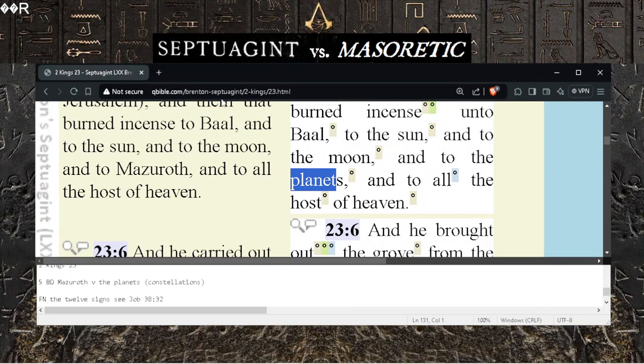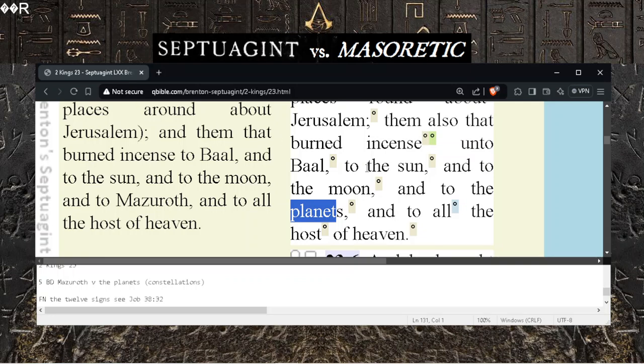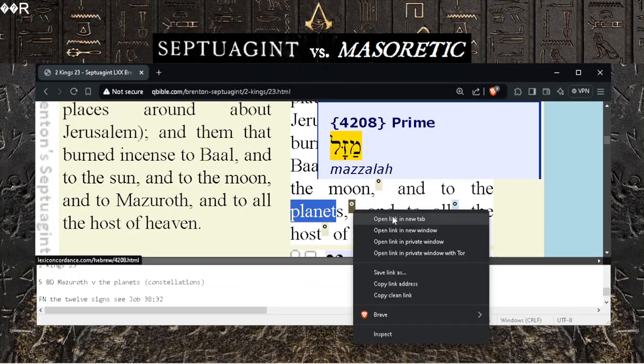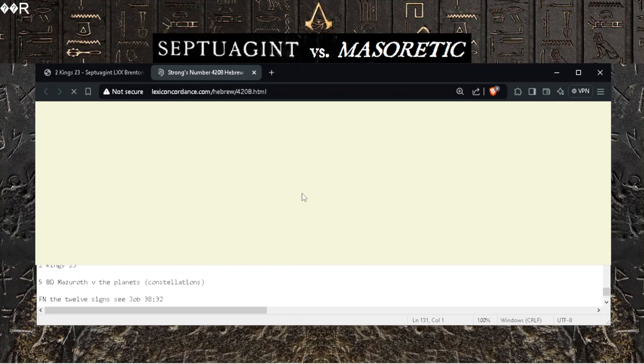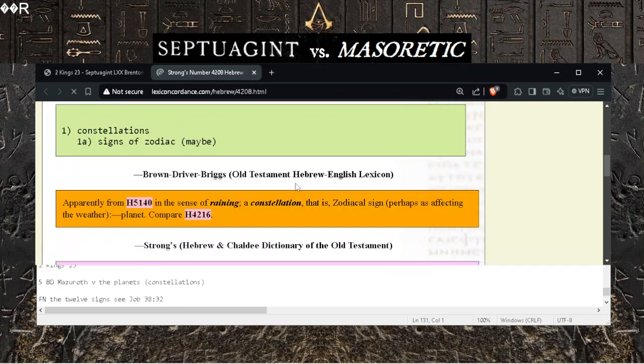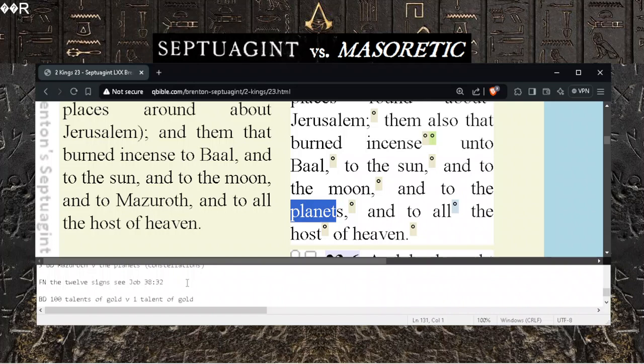Chapter 23 now, we see in verse 5 in the Masoretic, "and to the planets." So we don't get the idea of what it's talking about. We just think, okay, we assume, oh, the 9 planets, the 8 planets in the solar system. No. The Septuagint refers to them as Maseroth in the Hebrew, which means constellations. If you look at the entry, it actually is Mazala, which means constellations, the zodiac signs, the 12 signs, as the footnote of the Septuagint reads. And then Job 38 verse 32 refers to this as well.